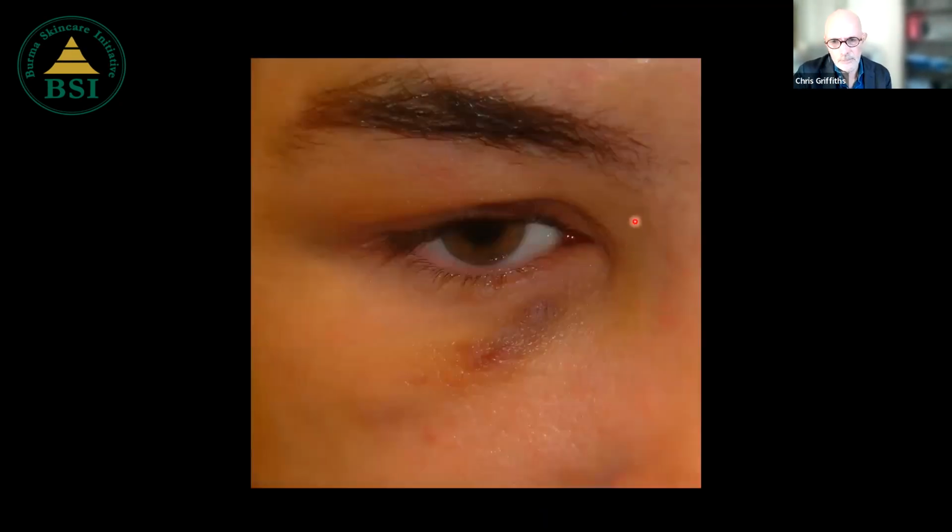Okay, now hopefully you can see this. So this is a young man in his 20s. He is concerned about this lesion that he's developed under his eye, under his right eye. He's extremely worried about this.